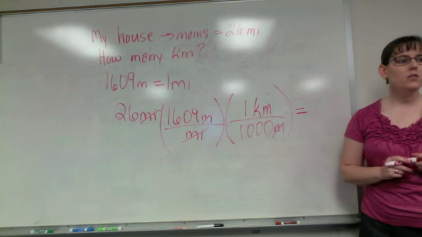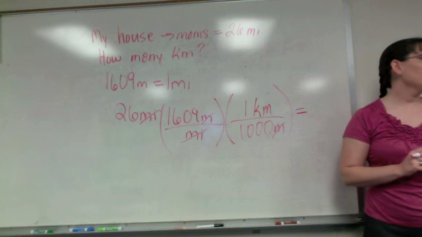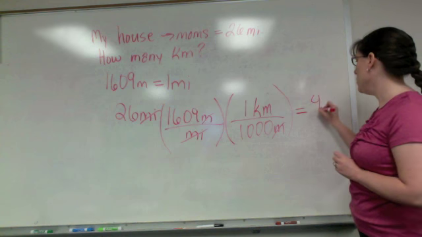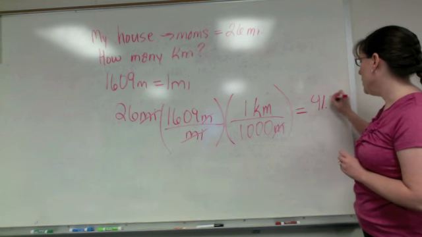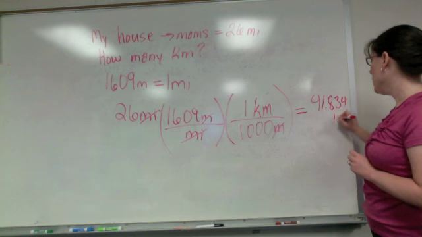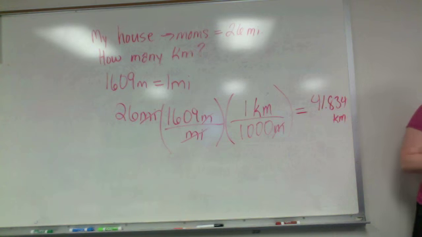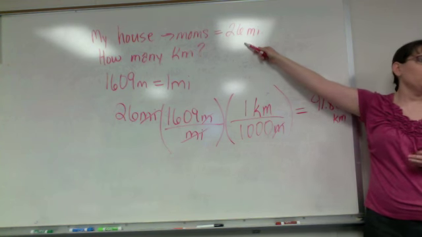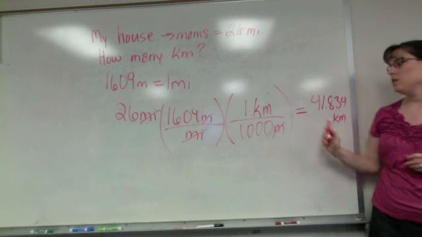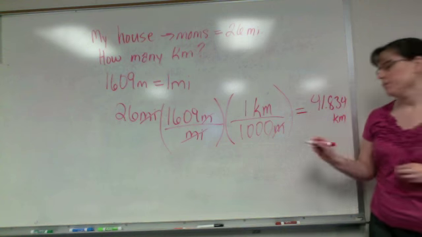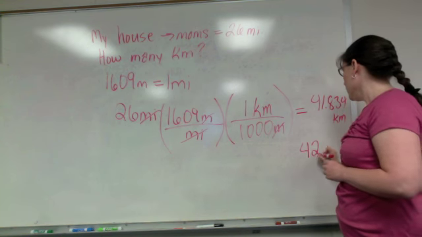All right, so somebody do the arithmetic. I believe Riley did it. 41.834 kilometers. Okay. How many significant figures are there in my one measurement? 2. How many does this need? 2. So what is my answer? 41. 42, my bad.